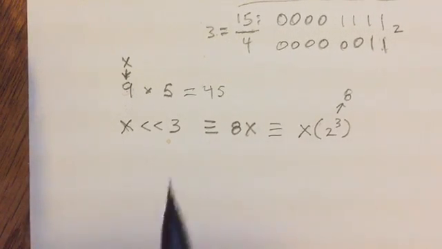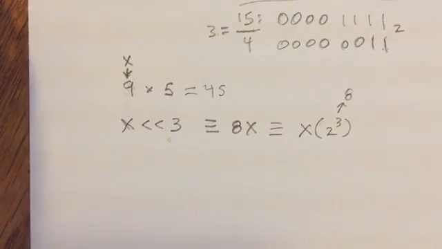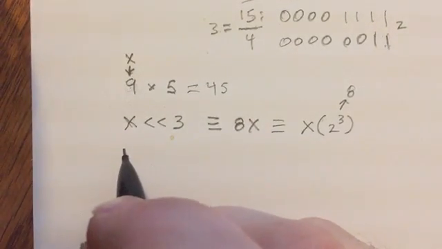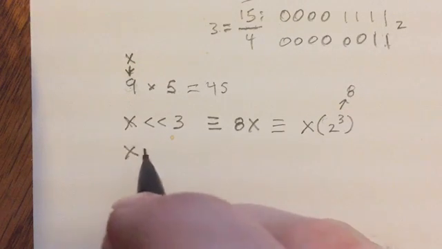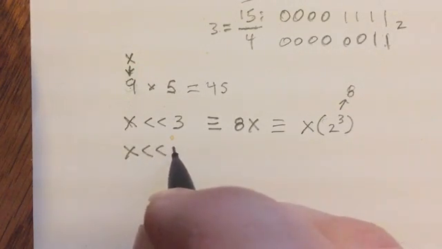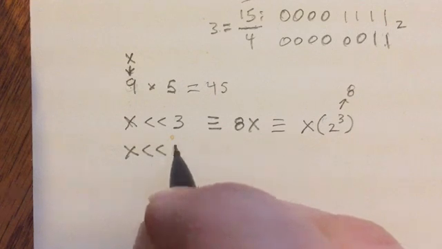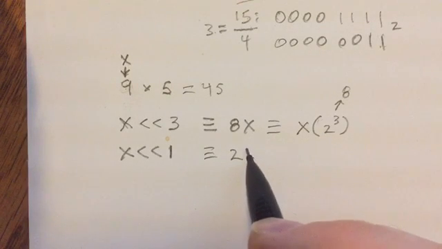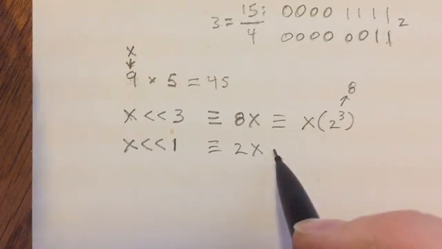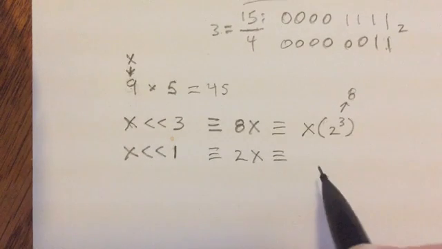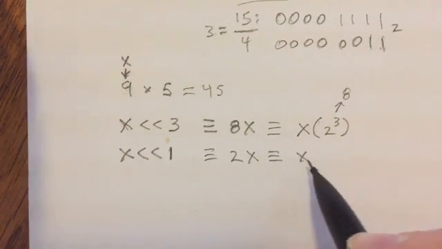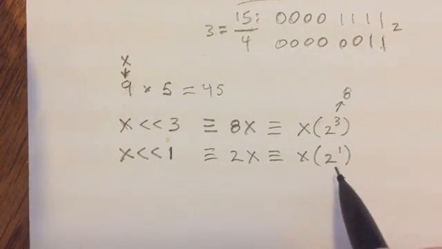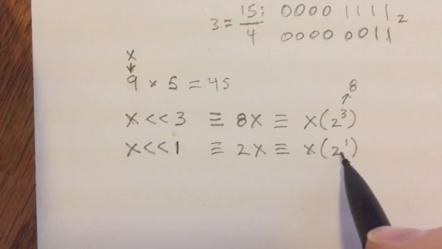Okay. And what we also want to do at the same time, or really on the same line, is take x again and left shift it once. And that's logically equivalent to multiplying x by 2, which is really x times the first power of 2.